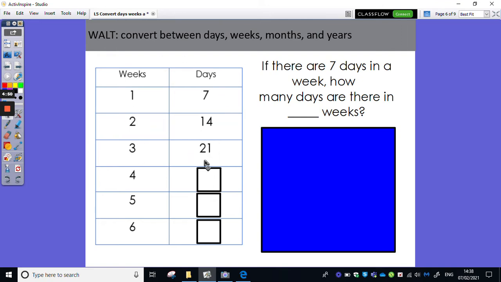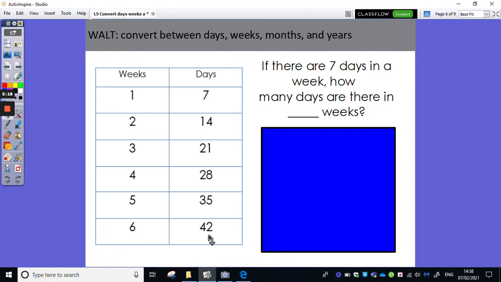So hopefully you're starting to see the pattern now. 7, 14, 21. So 4 times 7 is going to be how many days are in 4 weeks. So 4 times 7 is 28. 5 times 7 is 35, and 6 times 7 is 42. Well done if you were saying that along with me.